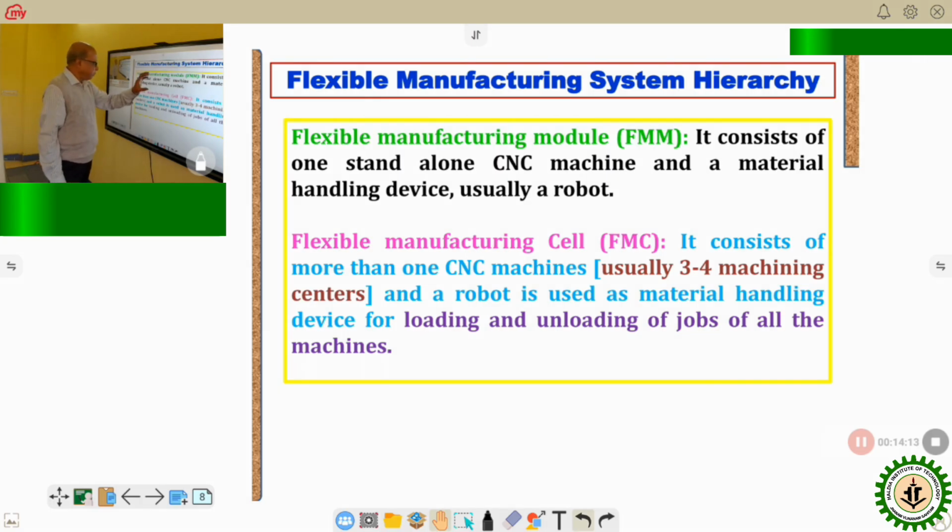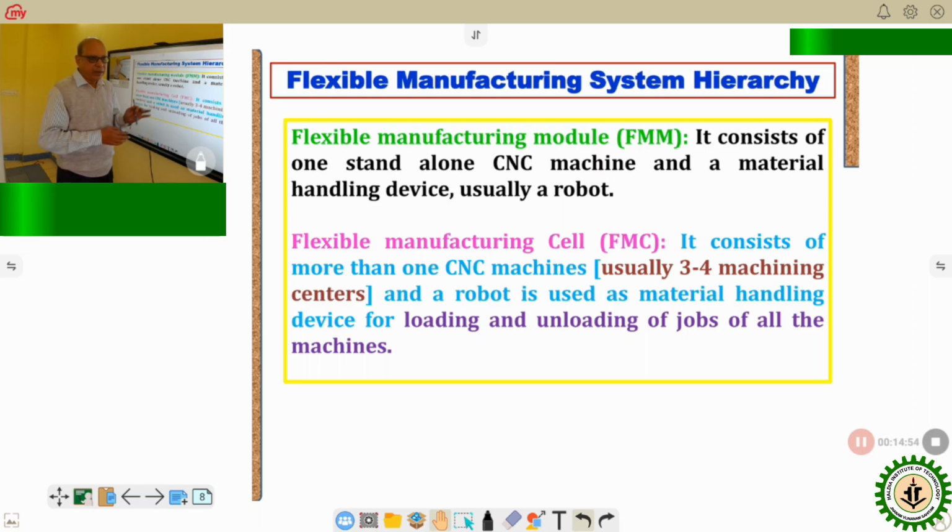Now the most fundamental module is the flexible manufacturing module. It consists of one standalone CNC machine and a material handling device, usually a robot. Why is the CNC machine integrated with a robot? If we meticulously analyze what is the total real cutting time or the value addition time and what is the idle time, job loading, job unloading, tool movement, tool changing, these contribute a substantial part or significant part of the total cycle time. Real cutting time may be as high as 50 to 60%, and the rest 40% is loading, unloading of the other idle time.